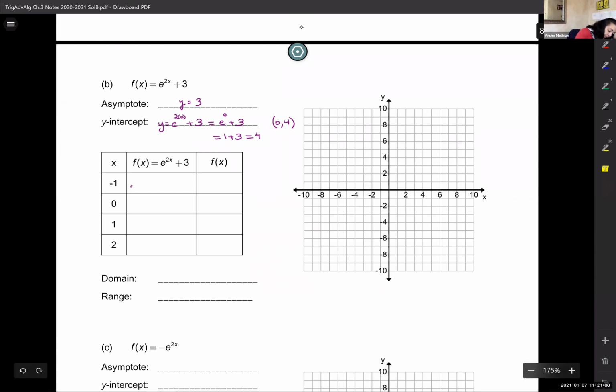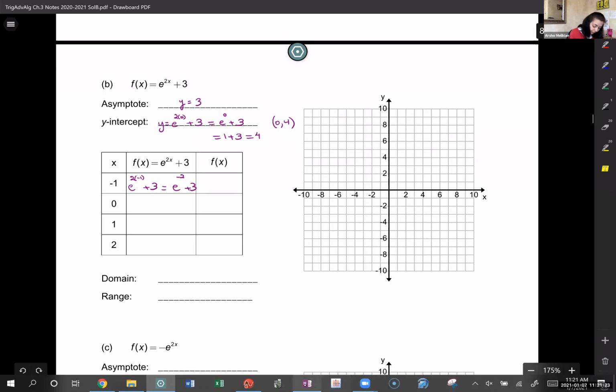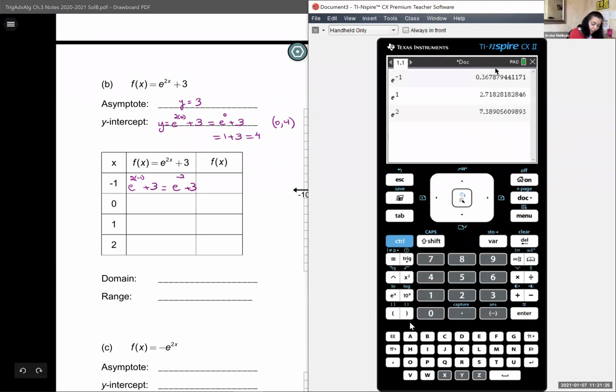Right, so here we're going to do e to the 2 times -1 plus 3. That's actually e to the -2 plus 3, right? So when we go on the calculator here, I have e. Now in that exponent space, it's up to you. You can either do 2 times -1 like this, or you can just do -2. Okay, but what we want is e to the -2 plus 3, right?